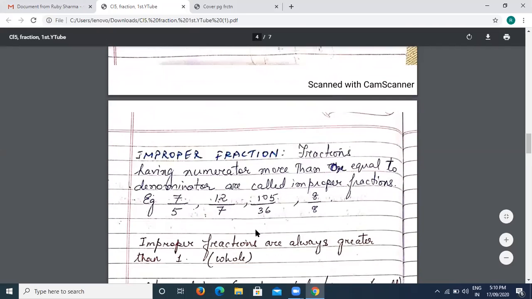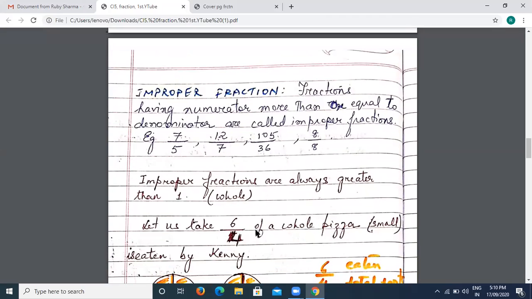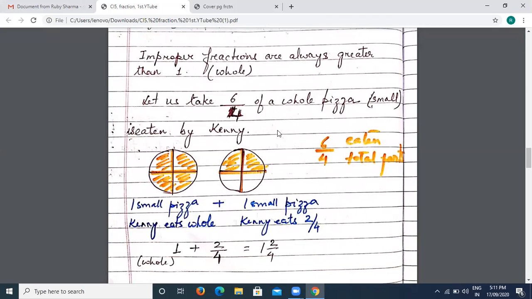Now we have improper fractions. Fractions having numerator more than or equal to the denominator. So this is a proper fraction. Now these are improper fractions. Improper fractions are always greater than 1 whole. Now how do you think it's greater than 1 whole? Suppose you have 6 by 4. Someone tells you to eat 6 parts out of 4 parts. If you think about it practically, if you have 4 parts, how can you eat 6 parts from there?